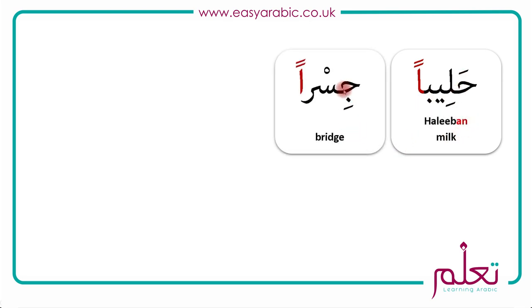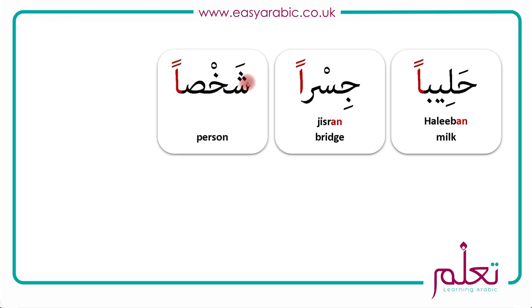Next one is jim with the kasra is ji, sin with the sukoon is jis, ra, alif, and this fatatain, jisran, jisran, which is bridge. Next one is sheen with the fatha is sha, kha with the sukoon is shakh, sod with the alif and the fatatain, sorry, so it's shakhsan, shakhsan.